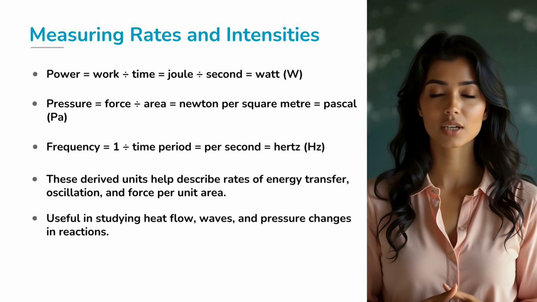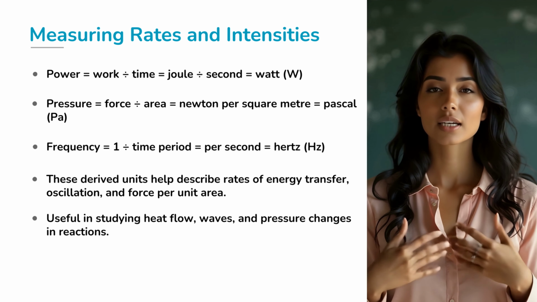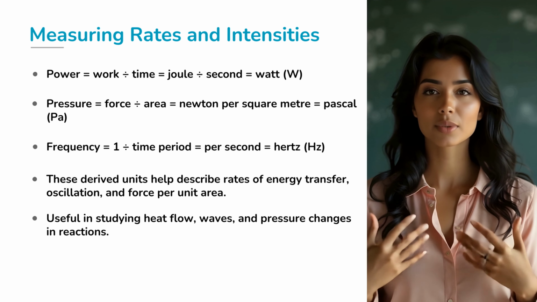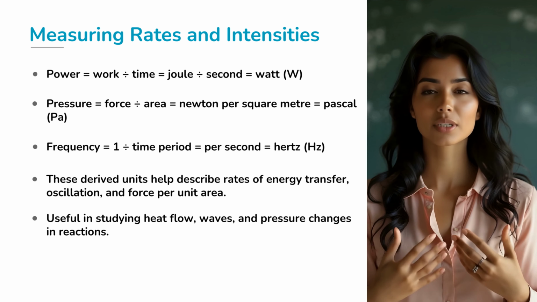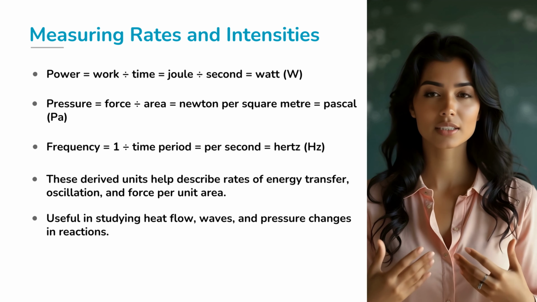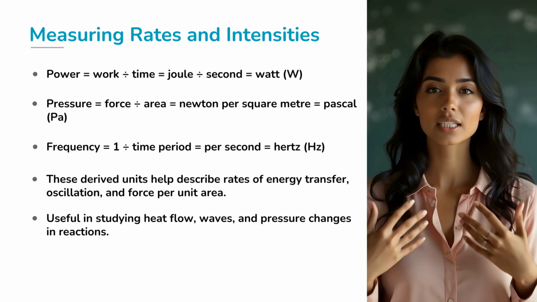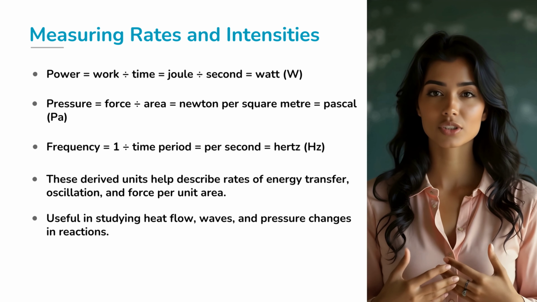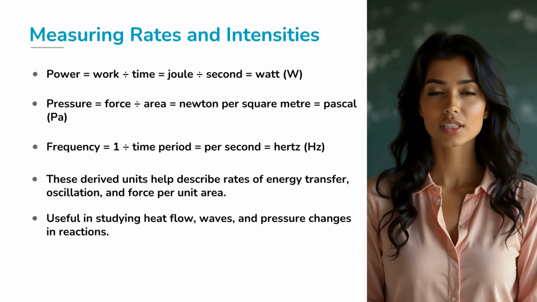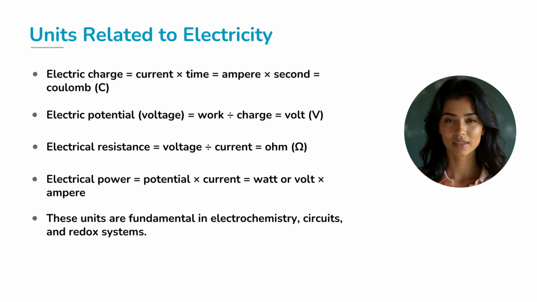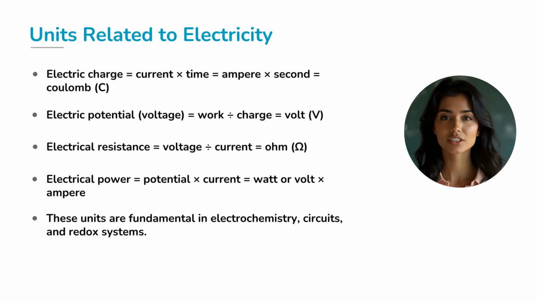Finally, we have frequency, which is the number of cycles per unit time, or simply 1 divided by time period. Its unit is per second, which we call a hertz. From boiling point elevation to resonance in molecules, these units help us track how energy and force behave over time and space. Electricity is a core part of chemistry, especially in electrochemistry and redox reactions.